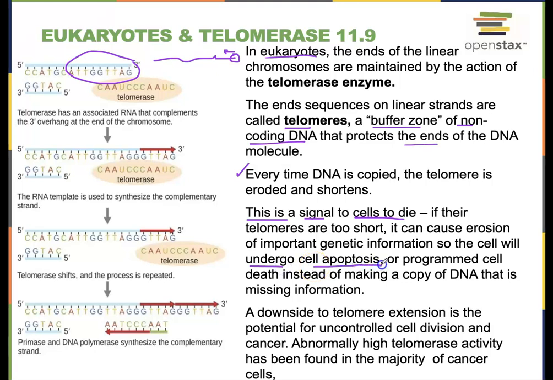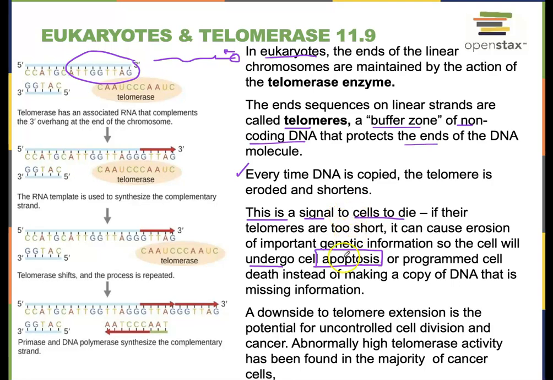Okay, apoptosis is programmed cell death. It is a way for the cell to basically kill itself. That's a bad way of saying it, but instead of being a problem, instead of making a mutated cell with a missing chromosome, the cell will just go ahead and die through apoptosis. It's a very normal thing.